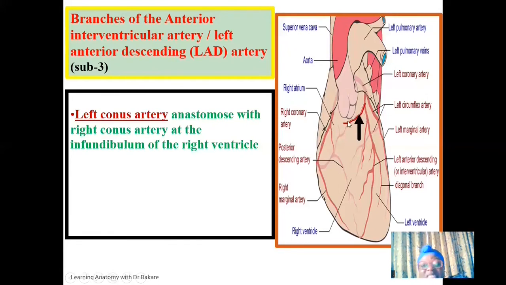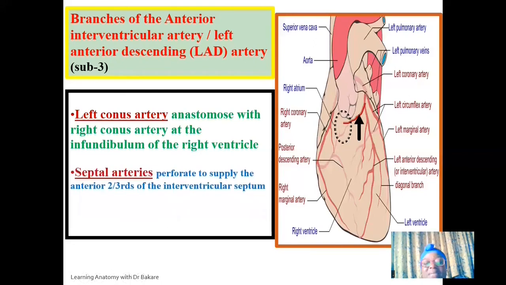As it emerges, it is tailing towards the conus of the pulmonary trunk, which is around the infundibulum of the right ventricle. The infundibulum is the left upper part of the right ventricle, which is also referred to as the outflow region. You see it supplying the conus of the pulmonary trunk. And of course, it forms an anastomosis with the right conus artery. We already talked about this, that the right conus artery is waiting for the left conus artery to come and form an anastomosis with. Then the next branch is the septal branches.